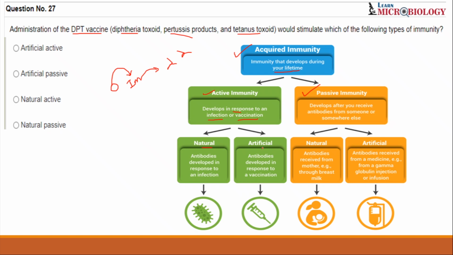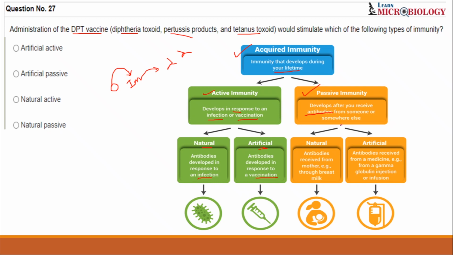Active immunity has two types. One is natural, one is artificial. Natural is because of an infection, while if it is because of vaccination, it is called artificial active acquired immunity. Now, the other type of acquired immunity is the passive form. In active immunity, we inject the antigen and then antibody is produced by our own immune cells, while in passive immunity, we directly inject the antibodies.